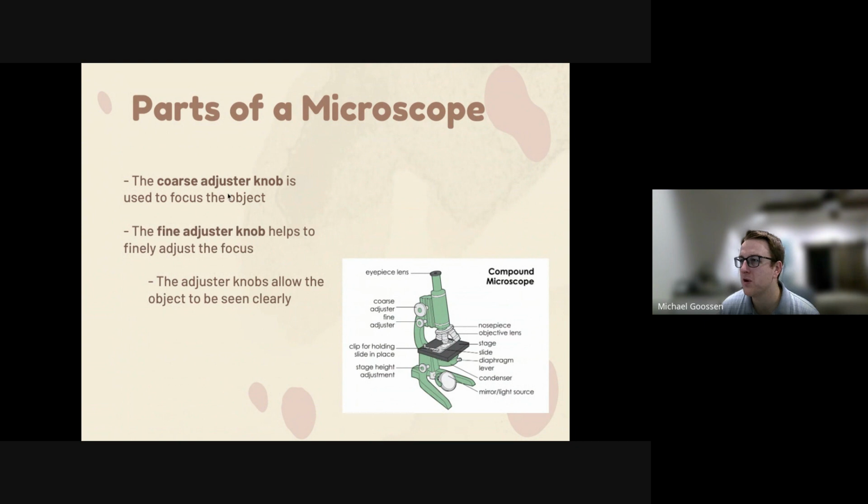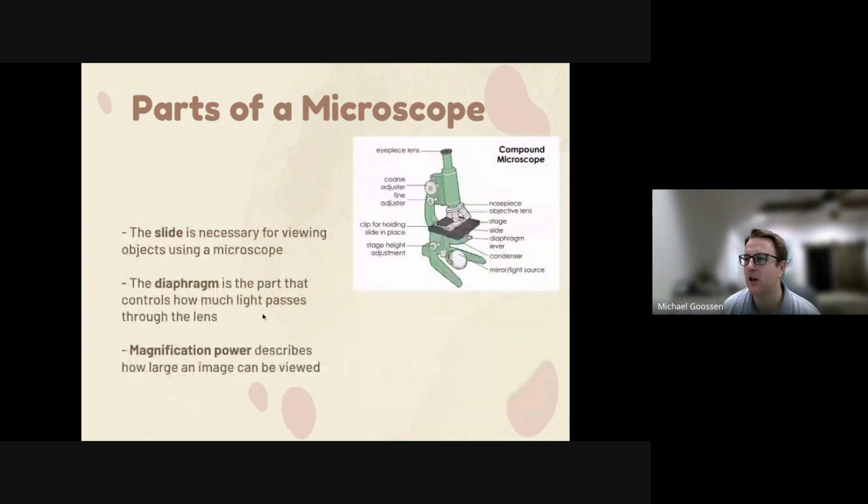We got the coarse adjustment knob and the fine adjustment knob, which are these little things that you spin, and it helps you zoom in and zoom out and make it clear or blurry. If you have glasses and you take off your glasses, it looks blurry. So that's why we change these to make it clear.